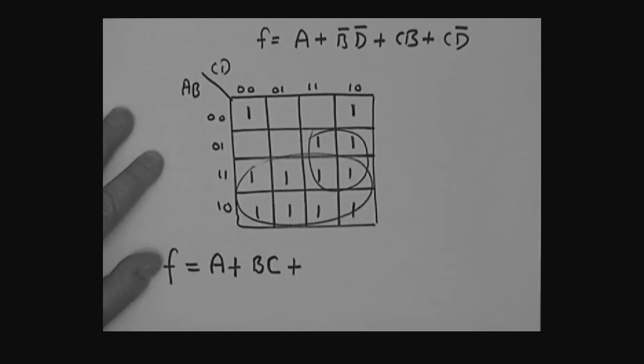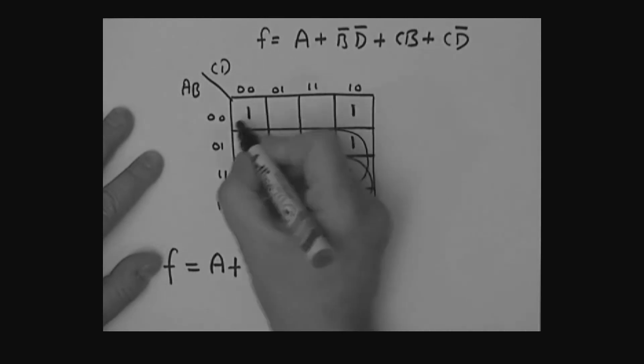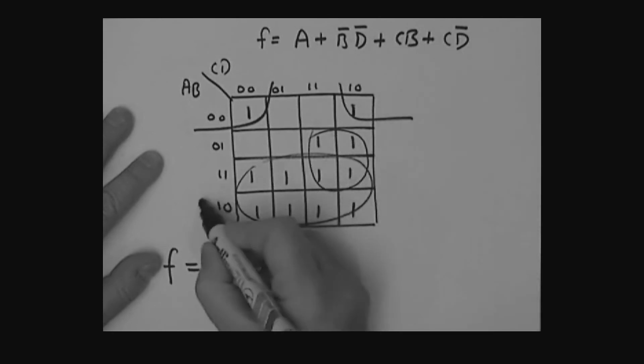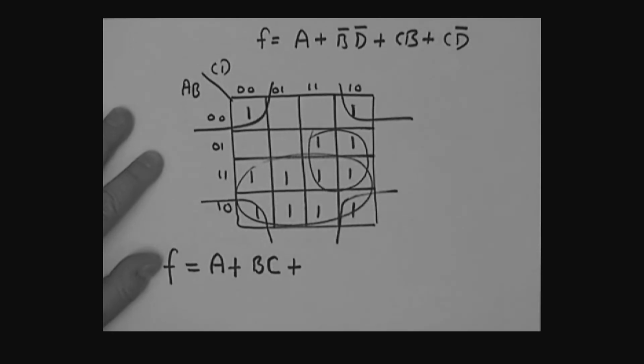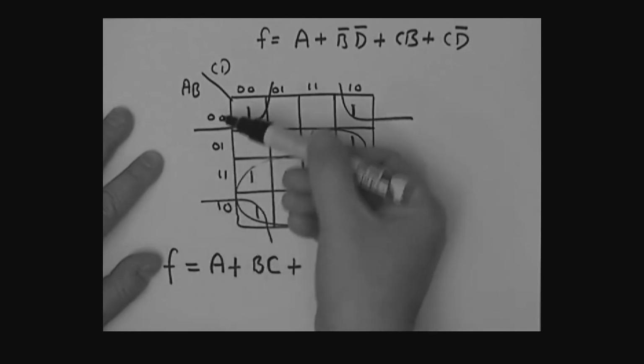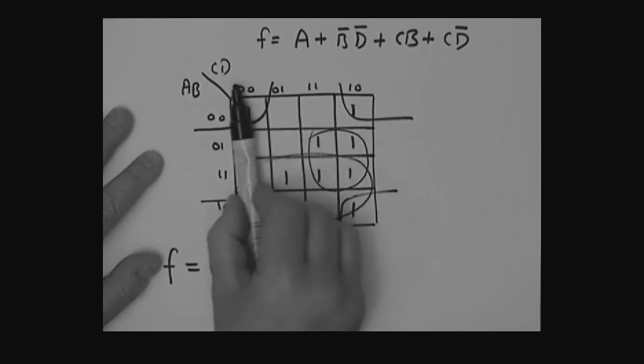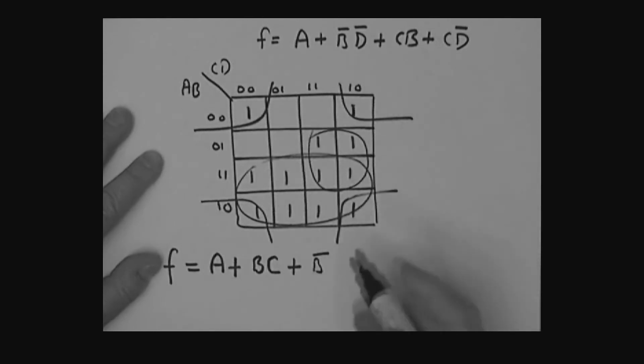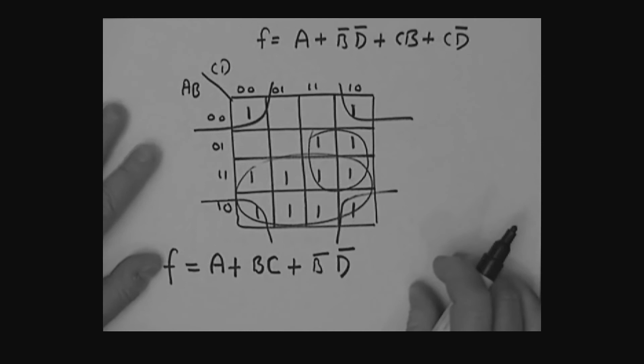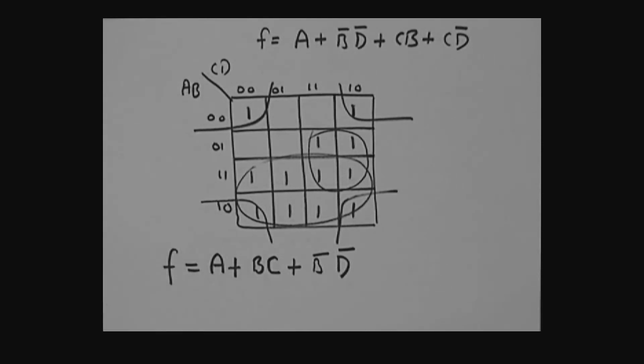Or, now what else can I do? I've got to get this one and this one. Yeah, this grouping here, here, and here, and here. That would be about the best I can get, and I've covered all the ones. So what is this? All right, looking vertically, what is common? It is B bar, isn't it? And then looking this way, what is common? It would be D bar, okay? And that really is the best that we're going to achieve in that case, okay?